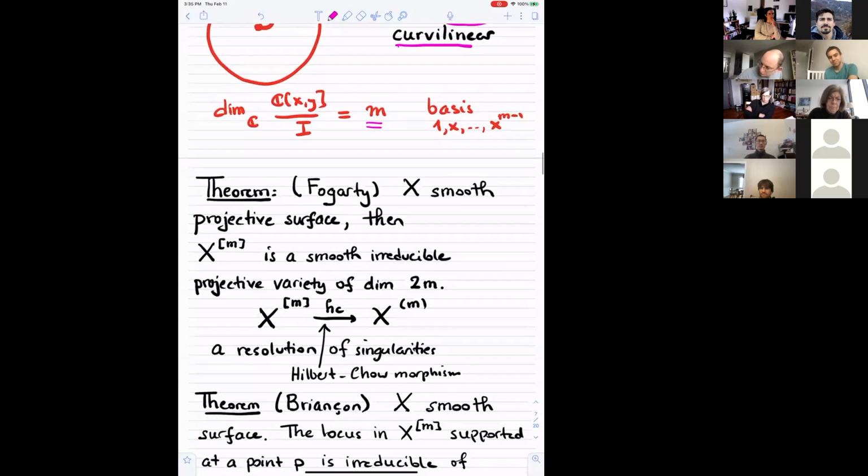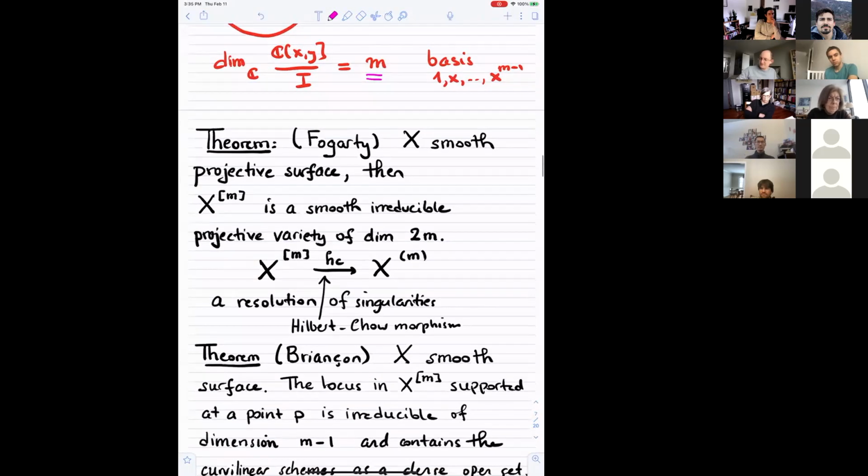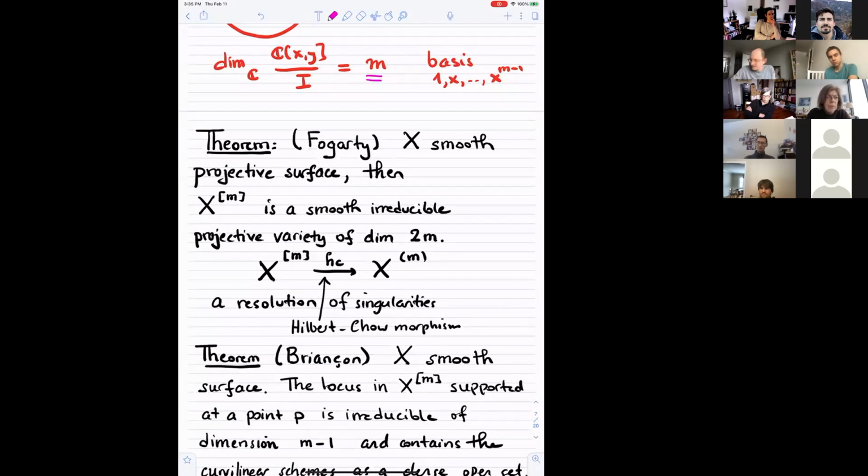Okay, there are 2 really nice theorems. So the first theorem is due to Fogarty back in the 70s, and it says the following thing. Suppose you have a smooth surface. So the dimension of X is 2, complex dimension is 2. Then it says that this Hilbert scheme of points is a smooth, irreducible 2m dimensional manifold.